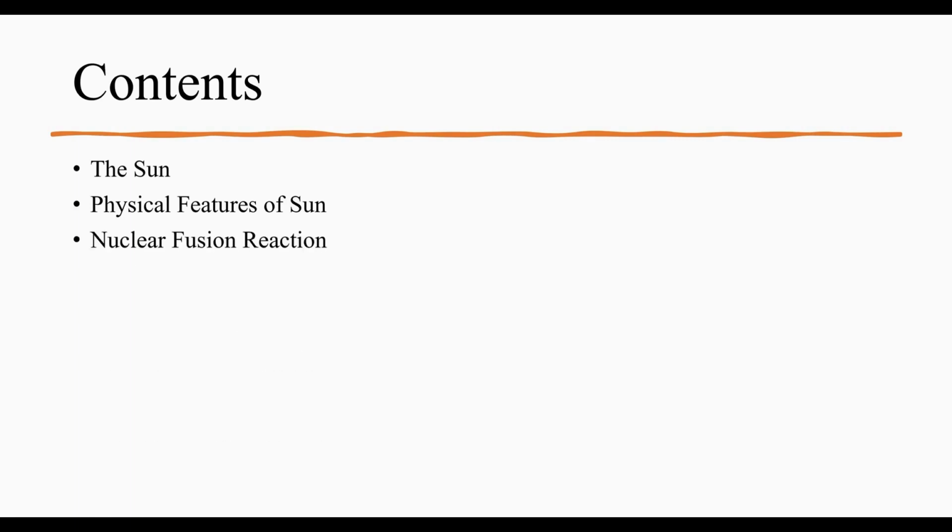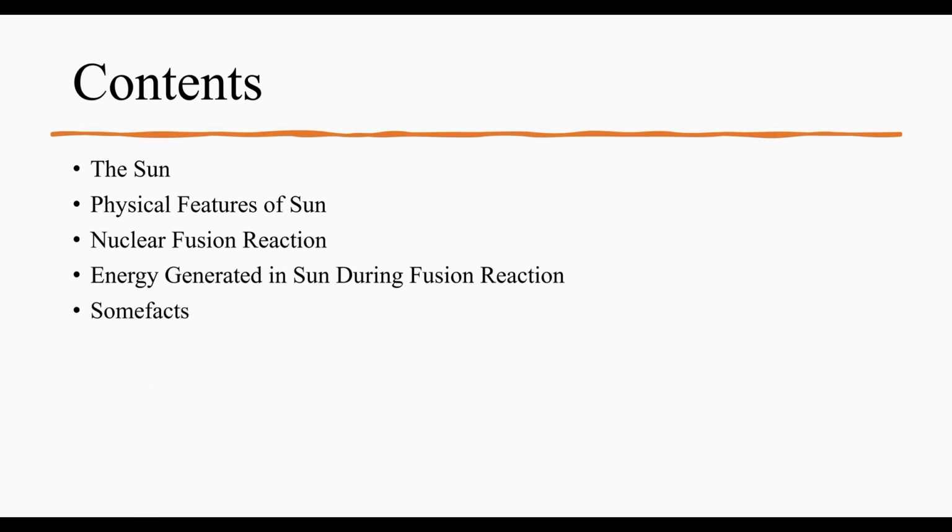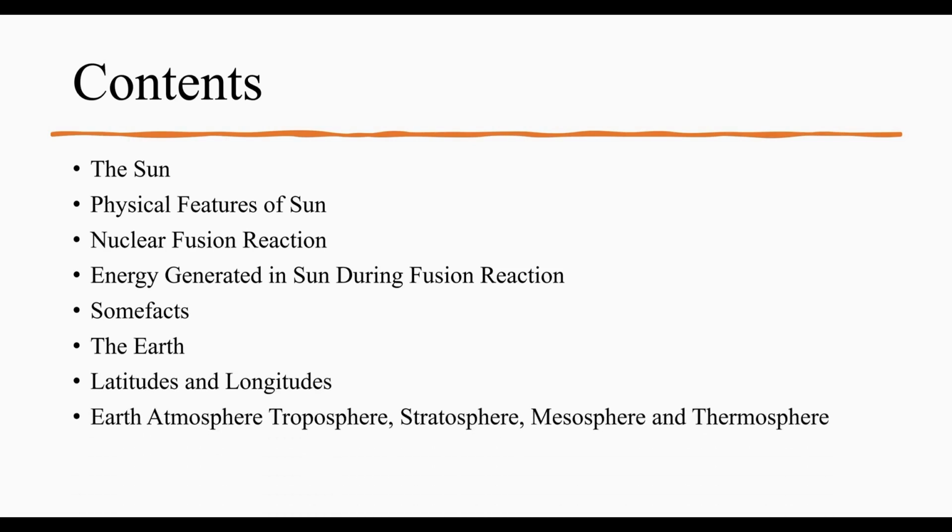This lecture includes all general information about the Sun and Earth, which is a required piece of information. The points to be discussed in this lecture are the Sun, physical features of the Sun, nuclear fusion reaction, energy generated in the Sun during fusion reaction, some facts about the Sun, then the Earth planet, latitude and longitudes and their significance, and at the end of the lecture we'll discuss the Earth atmosphere and its different layers: troposphere, stratosphere, mesosphere and thermosphere.